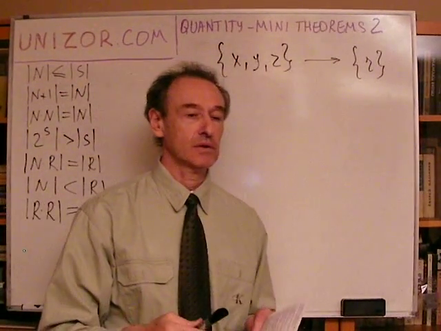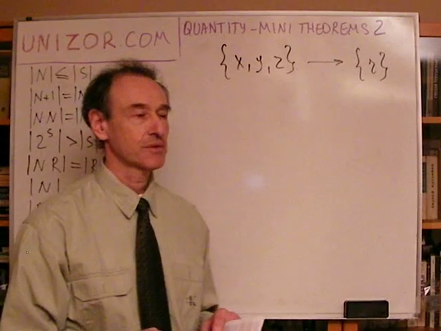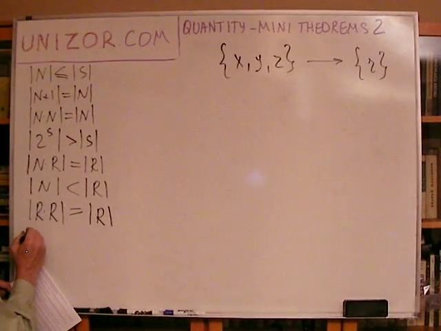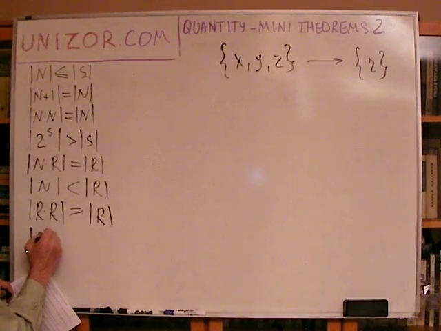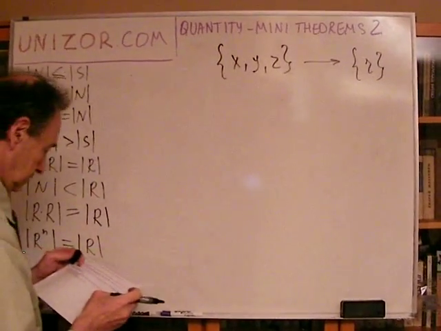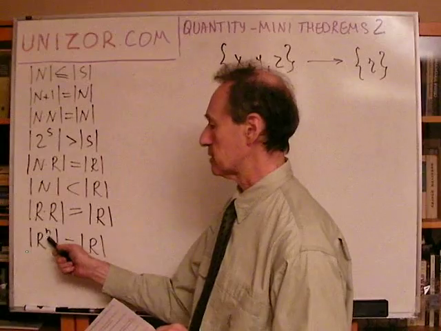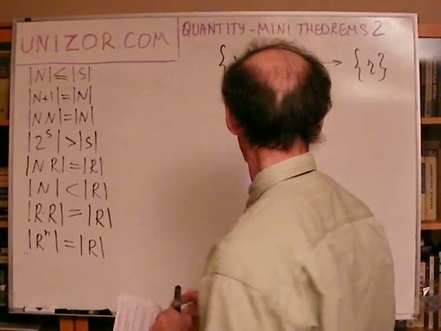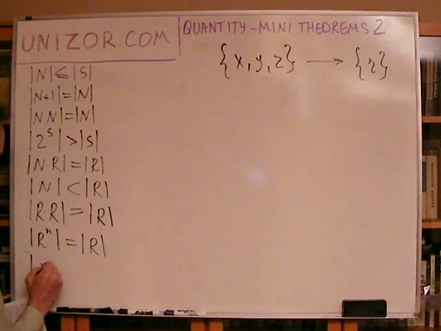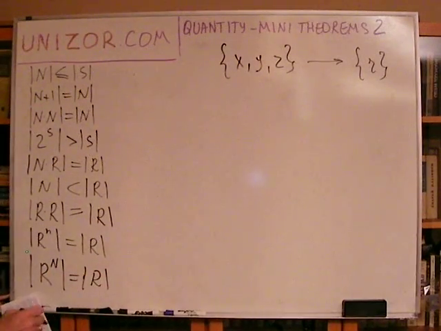All right, and now let's go to one more level of infinity, if you wish. This, by the way, can be written as R to the power of n is still equal to R. Now, this is a finite number n. My last problem would be to prove that R to the countable power is equal to the cardinality of R.